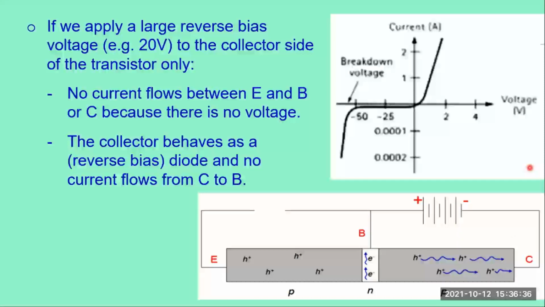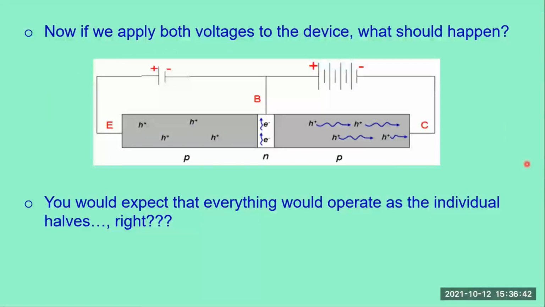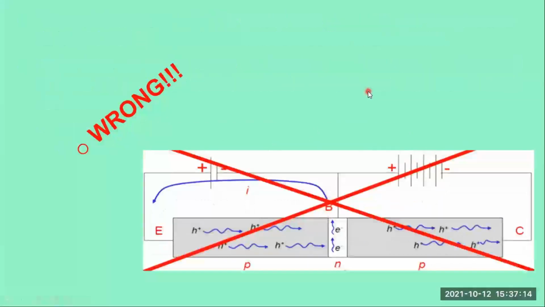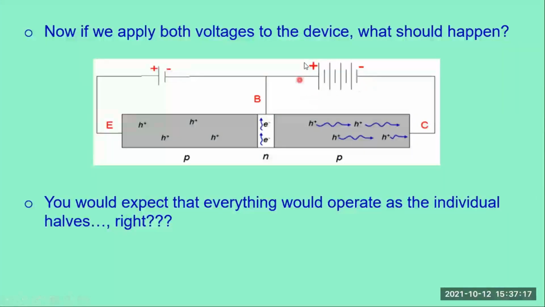So now we can look at the case where we have both voltages applied on both sides of the device. So what do you think would happen? Will they operate as they did when we considered them individually? What would we expect to happen? We expect current to only flow from E to B, and it ends there. And then we have no current flow due to the reverse bias at the collector side. Is that what we'd expect to happen?